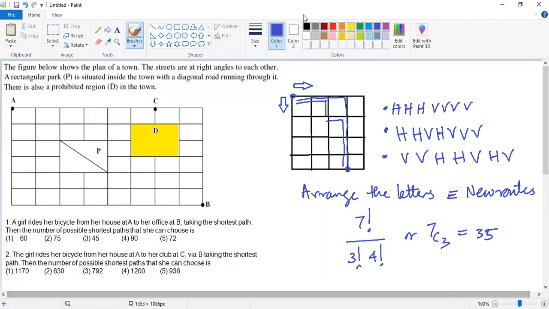Now, let us look at the same question, but with a different approach. Let me just remove the blue lines. We'll actually count the routes without tracing the routes. So we won't be tracing out the routes. There's a different way in which we can count, so let me discuss that.